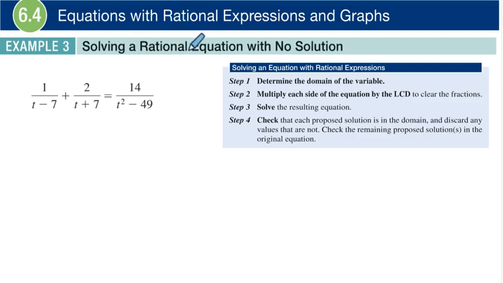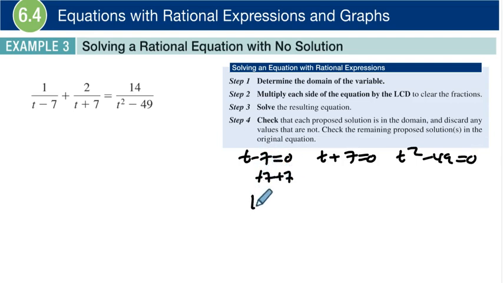Basically, we just set all of our denominators equal to 0. So we set this one equal to 0: t minus 7 equals 0. Set this one equal to 0: t plus 7 equals 0. And this one, t squared minus 49 equals 0. Well, if I solve for t here, add 7, that means t is equal to 7. Subtract 7 on both sides, so I get t equals negative 7.